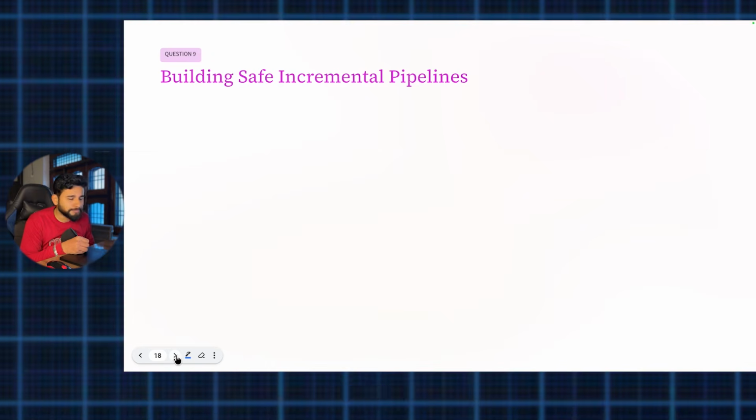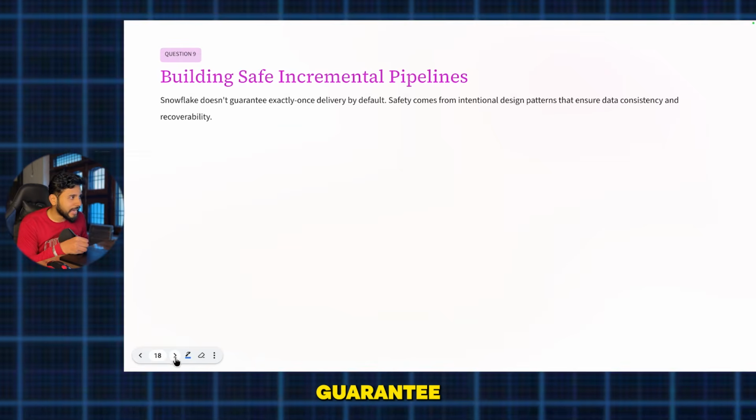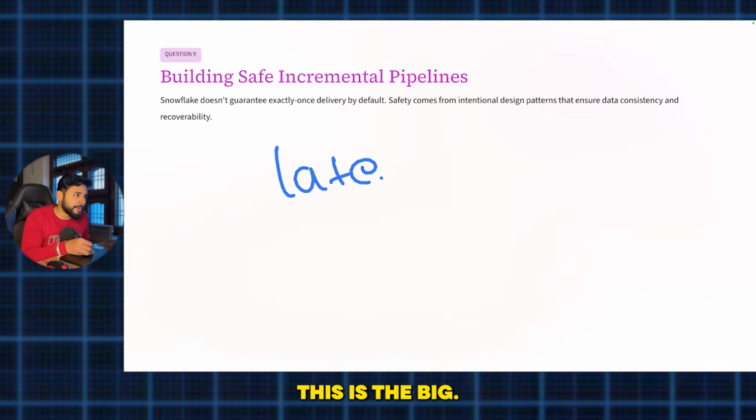Okay, so, safe incremental pipeline. In interviews, incremental pipelines will definitely be asked a lot. Snowflake doesn't guarantee exactly-once, because many times what will happen is late arriving data. This is the big issue.